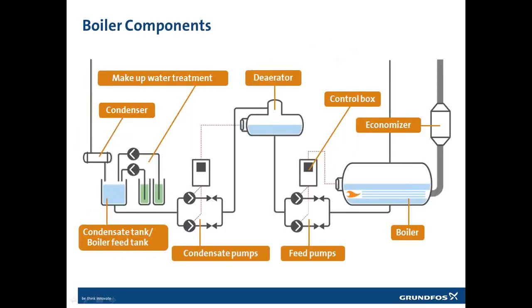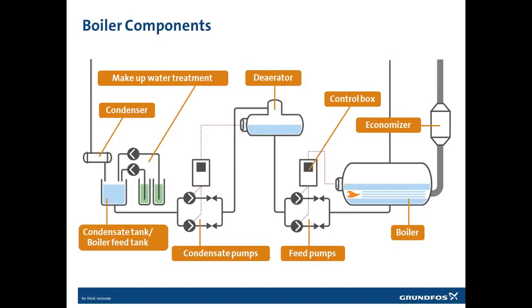If we continue to the boiler house components, starting on the left of the screen, in many industrial applications we have a condenser to make sure that the condensate that we are taking home from the production facilities or process comes back as water and not as water and steam. Then we go to the condensate tank, where we add boiler feed make-up water, and we have our make-up water treatment plant.